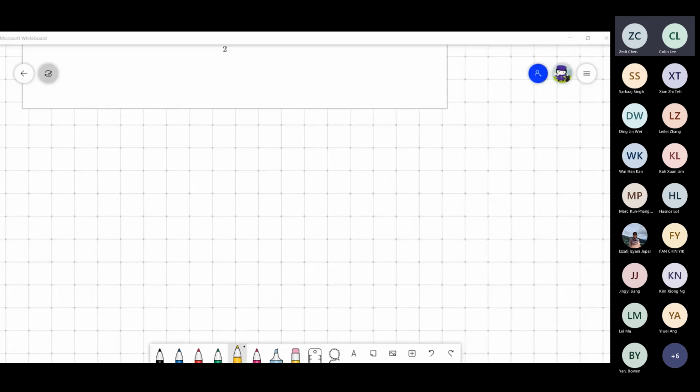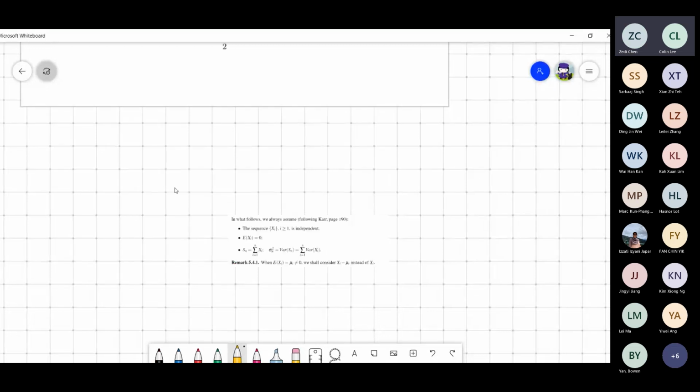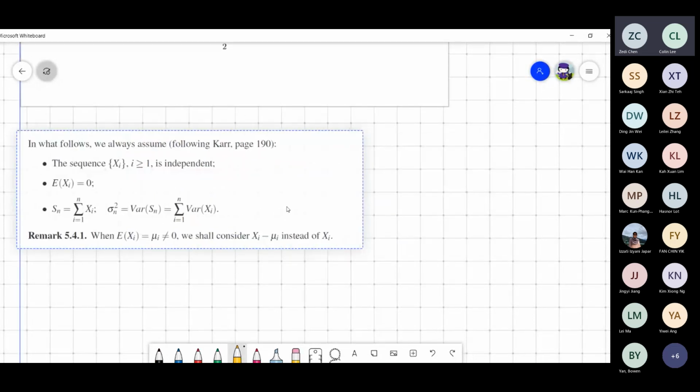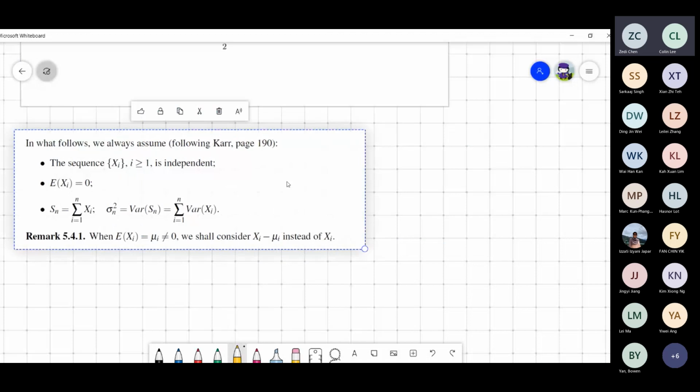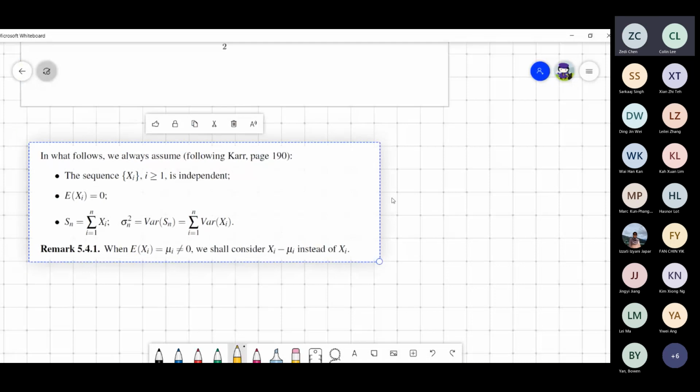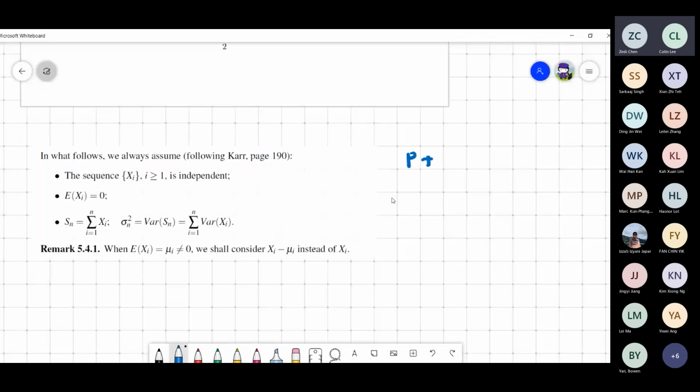All these are actually copied from our lecture notes, so you may refer to it. This is in page 7, just to let you know. This is section 5.4. So we start with section 5.4, page 7.